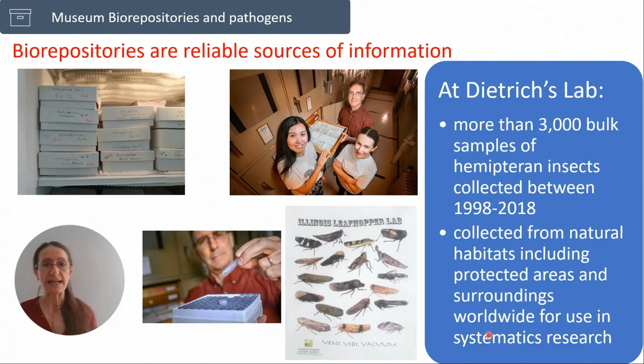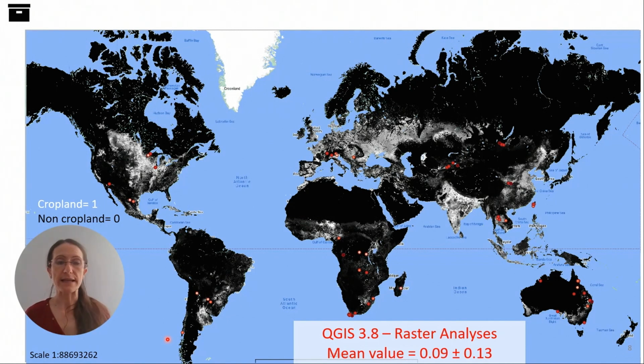In 2018, we started our research program at University of Illinois using a large biorepository available at the Dietrich's lab, where over 3,000 bulk samples are preserved and were collected in natural areas. These samples were mainly used to carry out research in systematics and phylogeny of Auchenorrhyncha insects. But in the last 5 years, we started to include research on plant pathogens. For all these samples, we have detailed sampling event information.